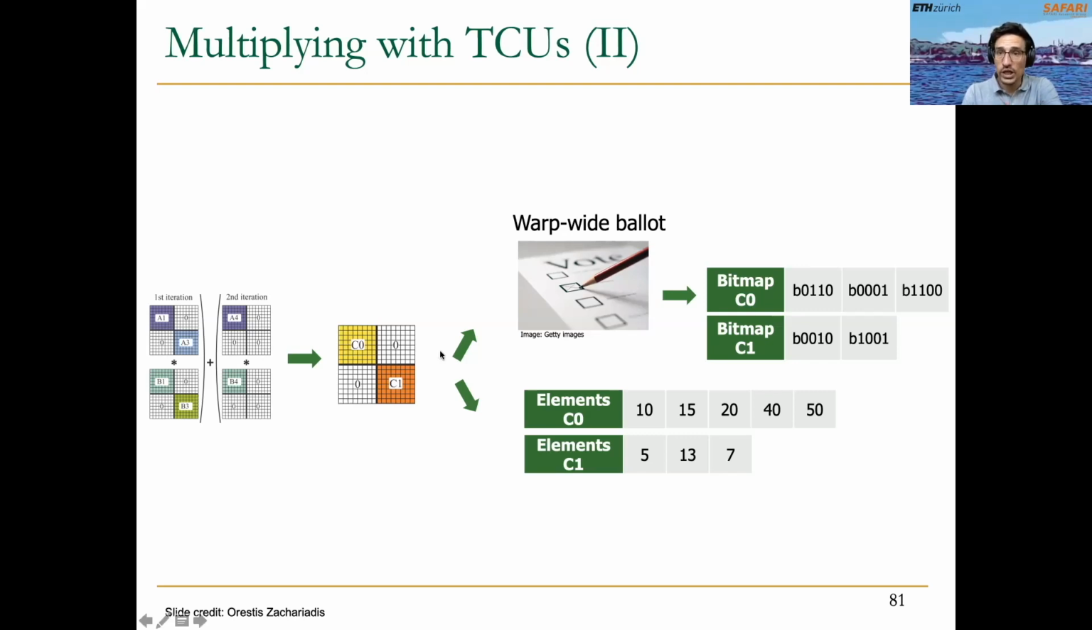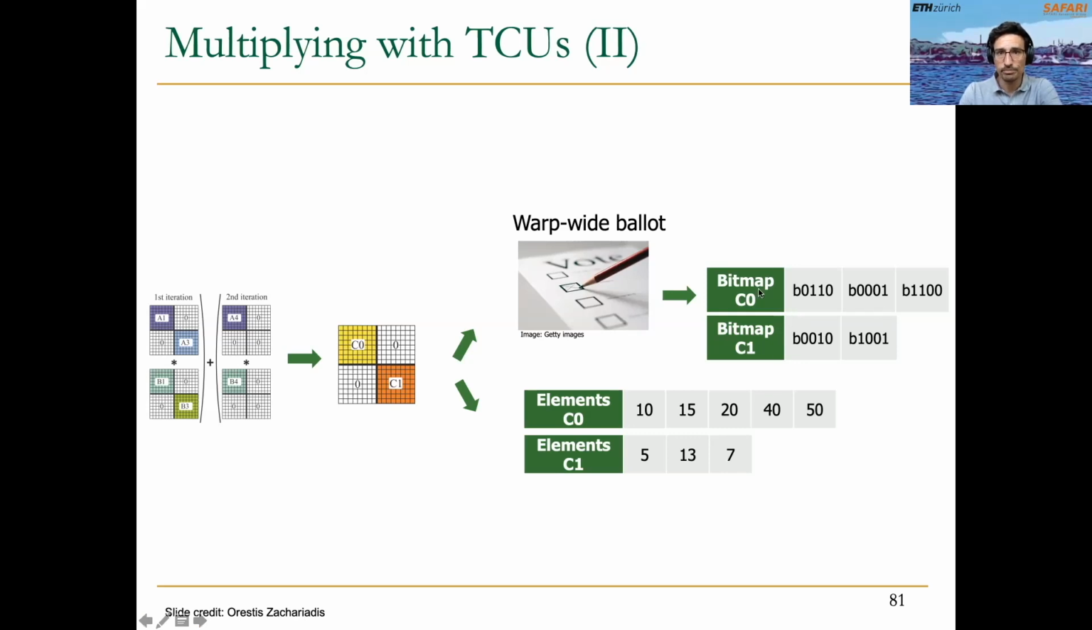After that, we need to obtain the bitmap of the output matrix C, and in order to do so, what we make use of is this valid function, this warp-wide valid function. Each thread of the warp will check whether the corresponding element is 0 or not, and based on that, we create the bitmap.